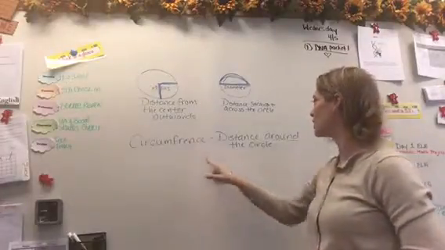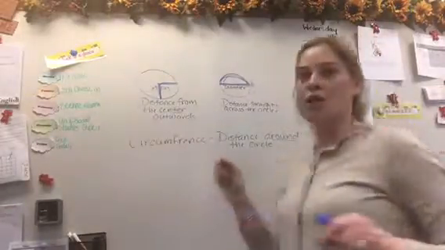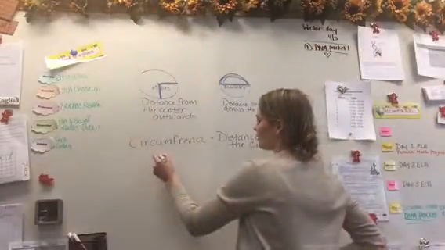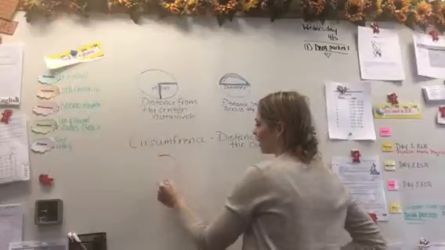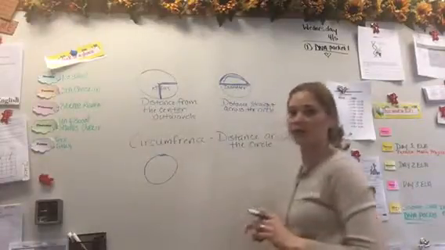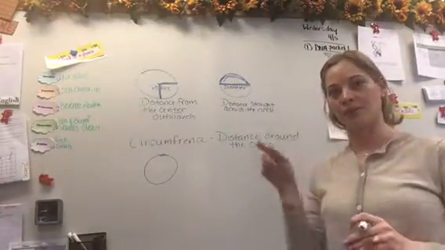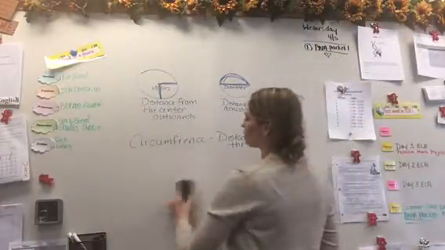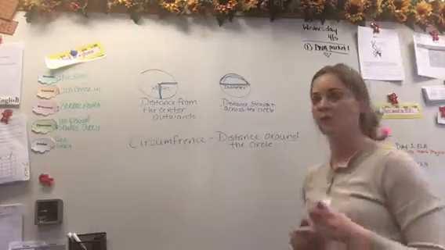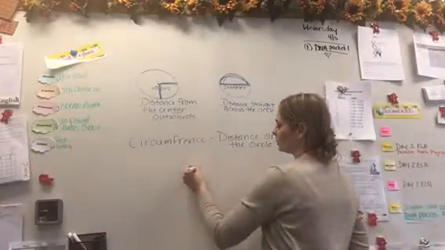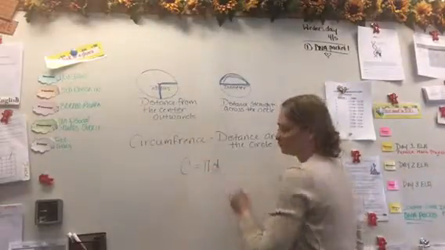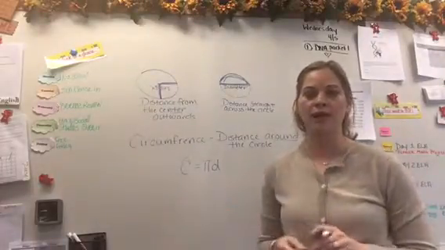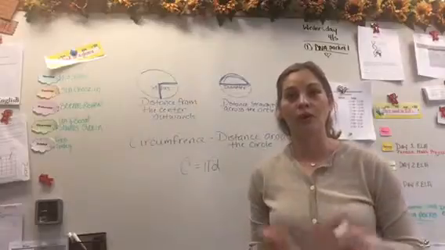Now, circumference is the distance around the entire circle. So if I start here in a pool and I swim an entire lap around, I swim the circumference of the pool. This is important to remember because circumference is represented by the formula C equals pi d.